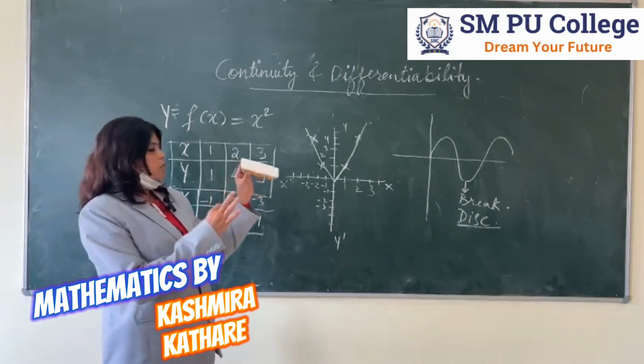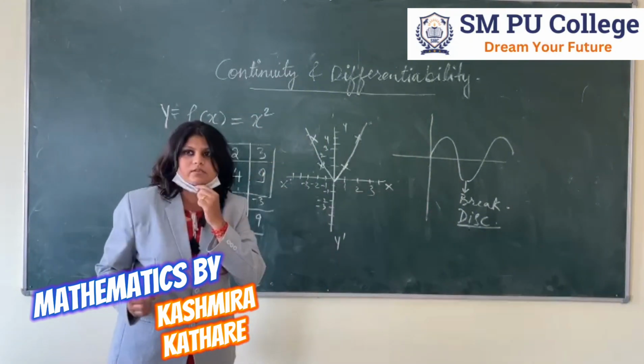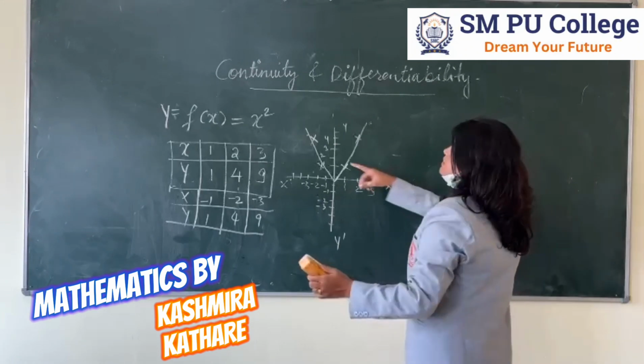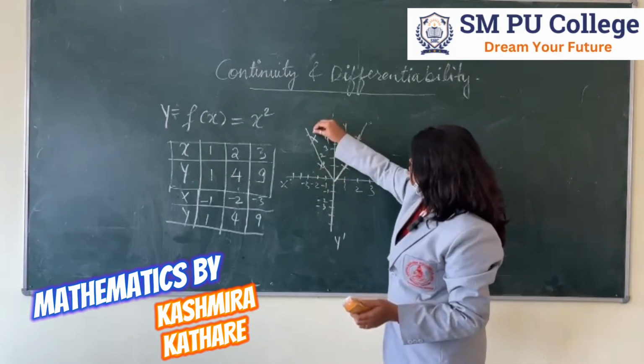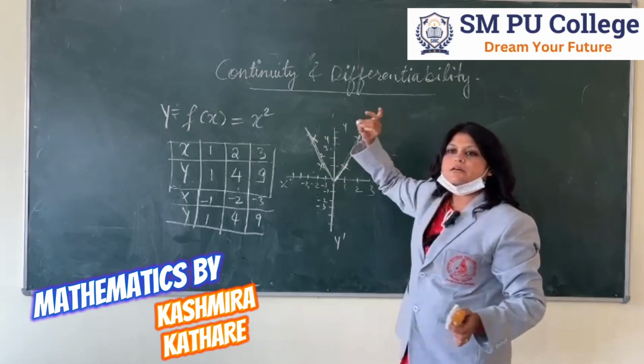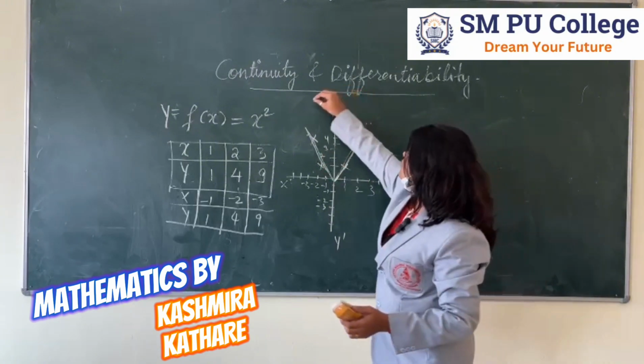So there are a few functions where we will get different types of graphs. One more graph I will show you. This is also continuous, because once we take the pencil here and draw it, it is a continuous graph, not breakable.